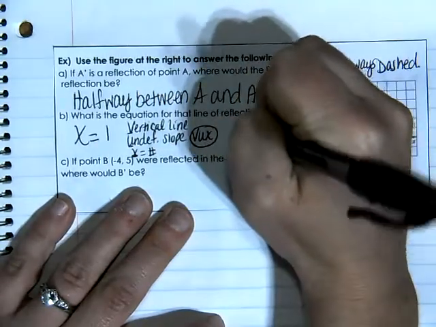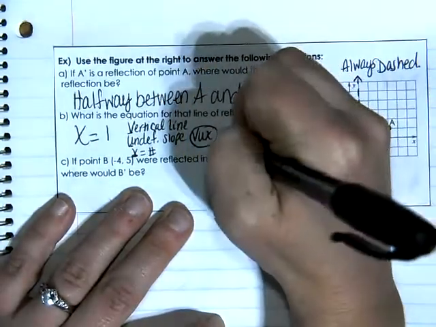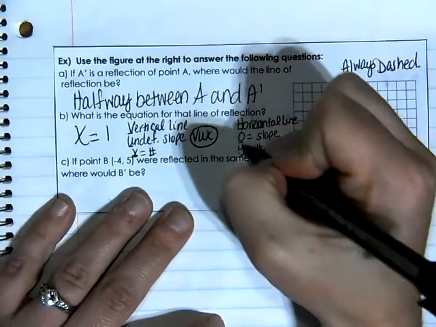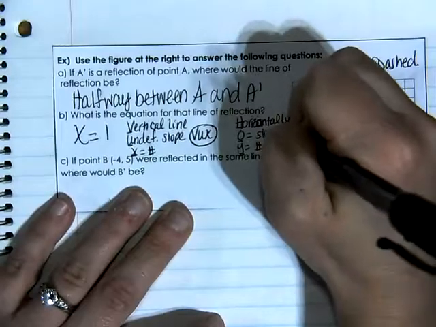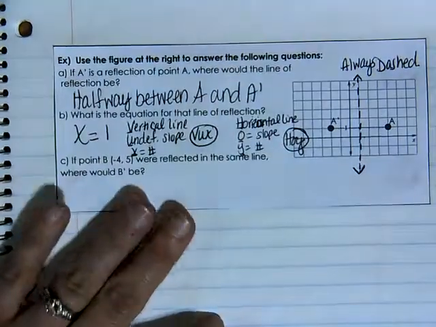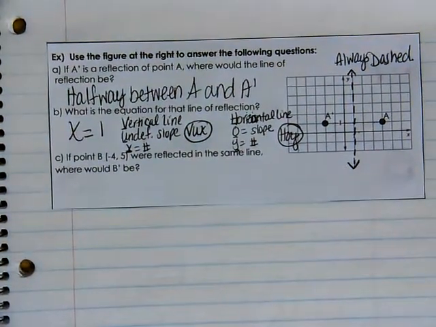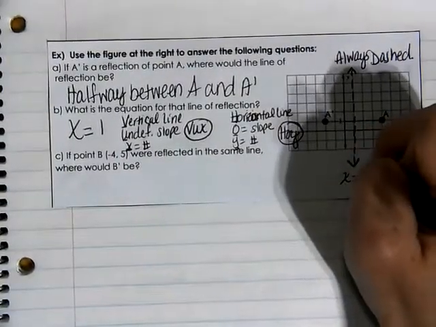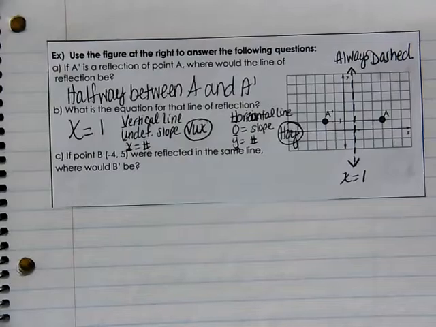Zero is equal to the slope, and y equals a number. There is your H-O-Y, HOY. Vertical lines versus horizontal lines. So in this problem, it's a vertical line, and that vertical line is located at x equals positive 1.